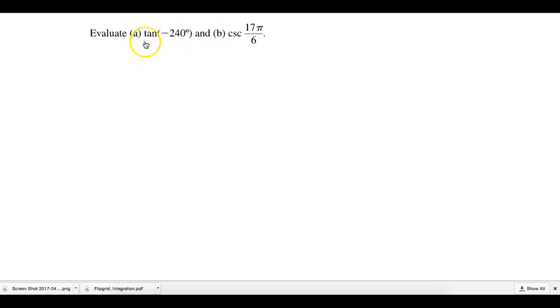So first of all, we're just going to do A right here because we're not worried about the cosecant. So we're going to try to find the tangent of negative 240. Now, that's not one that you know right off the bat. It's not one that you're familiar with. So sometimes finding the reference angle actually helps us evaluate these a little bit easier.